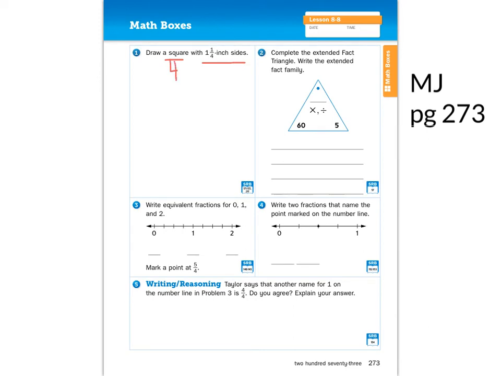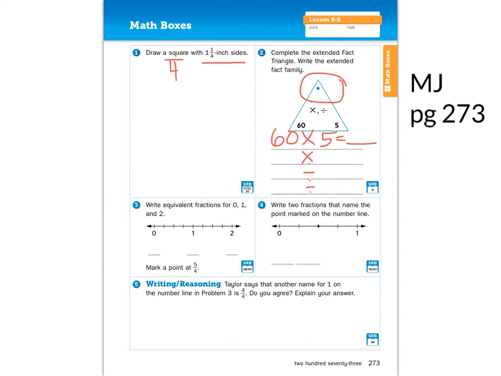And then this is an extended fact triangle, so you're going to do 2 multiplication problems and 2 division problems. You need to figure out what goes in here, and I'm going to give you a hint. This is the product, so it's going to be the bigger number. So what happens when you multiply 60 times 5? That's going to get you what your product is. So I'll give you a heads up on that one.